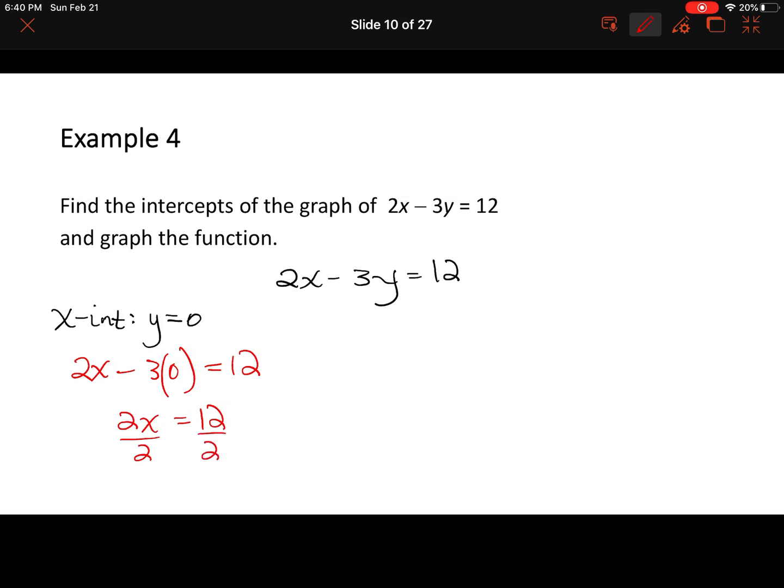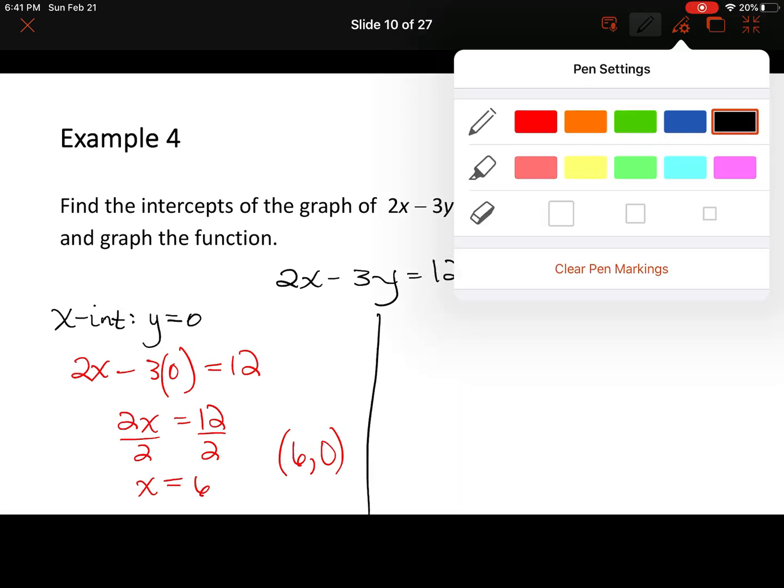Undo the multiplication. We have x-intercept of 6. But we want to write that as an ordered pair. X value 6, the y value 0. That took care of our x-intercept. To find the y-intercept.